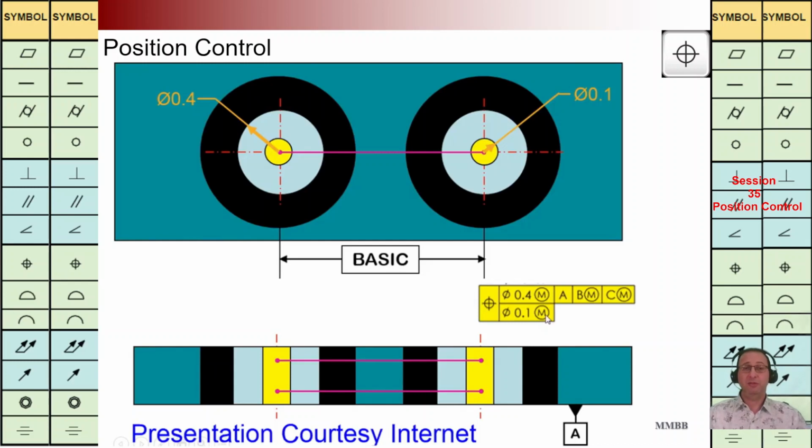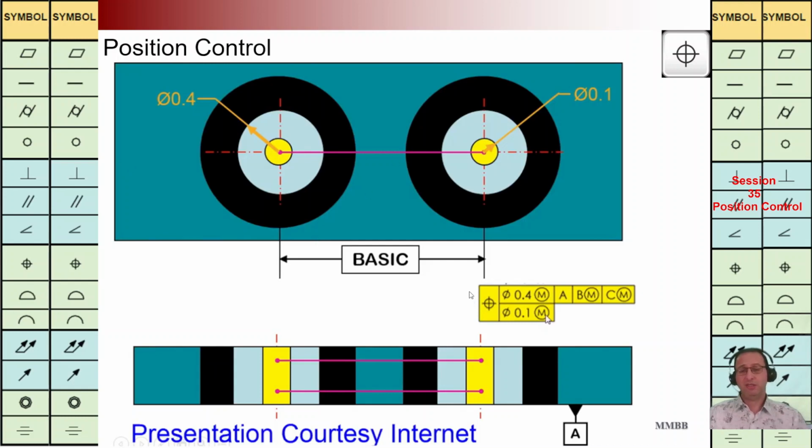Today we're going to talk about position control. We are going to have this component with two holes here, and we have reference plane A here. Reference plane B is perpendicular to A, center to center of these two holes, and reference plane C is located on the left-hand side, and it is perpendicular to A and B.